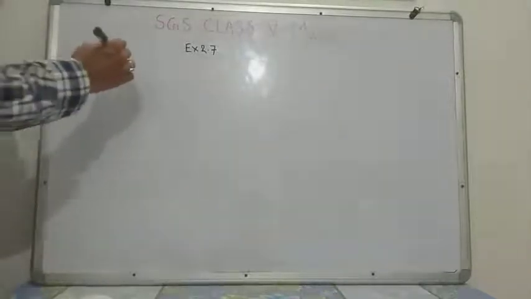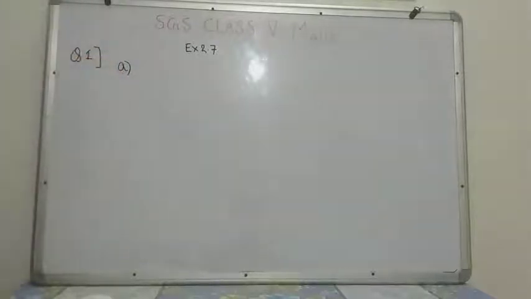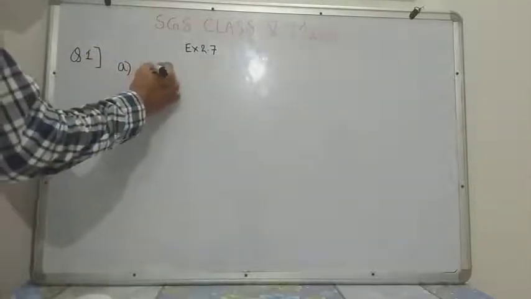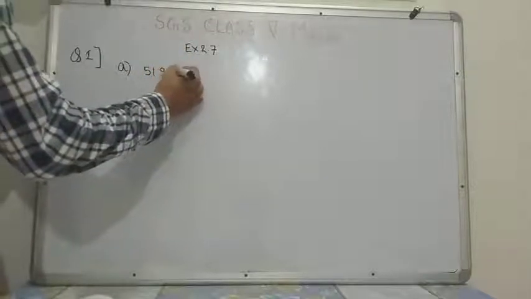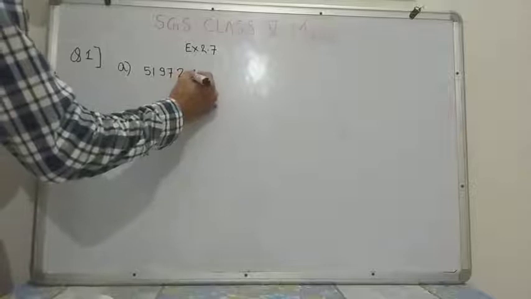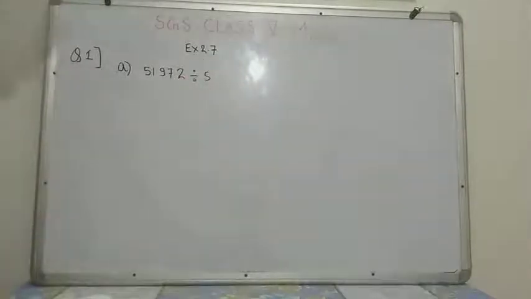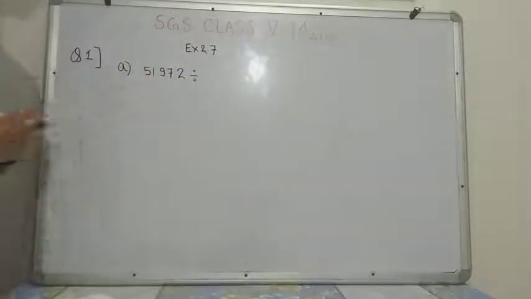Question number 1, first part, I am going to solve it and you have to watch it carefully. After that, you have to solve the remaining questions by yourself. The question is 51972 divided by 35.